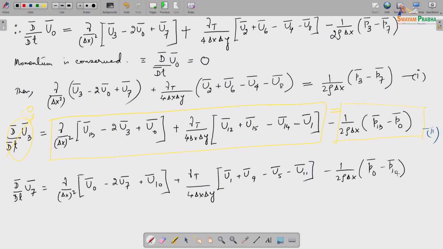Again the left hand side is 0. So I have this, this is equal to this, then this is my third equation.